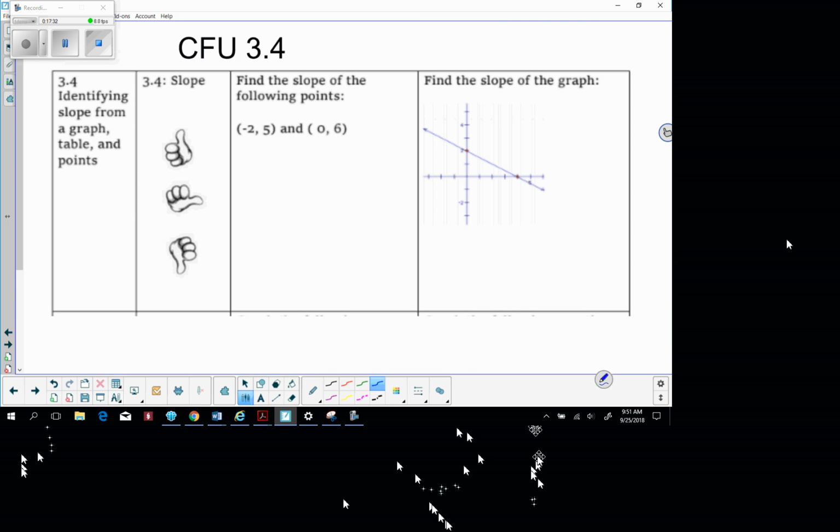Now, last thing. This is your check for understanding. So your check for understanding is finding the slope from the points, and I give you the equation, and finding the slope from the graph. So you know what you're going to be tested on at the end of the period. So make sure that you get those practice problems done so that you're able to get that touchdown for your field goal for your team.